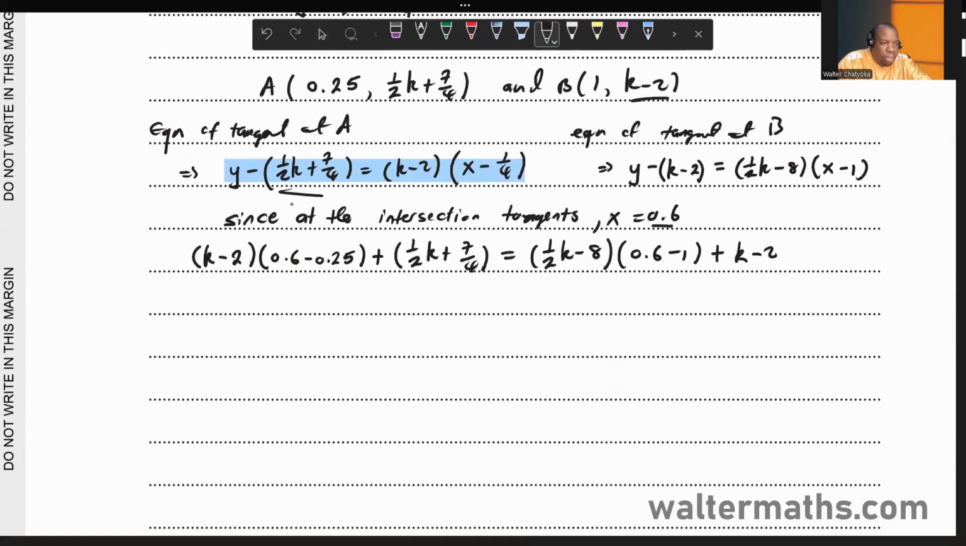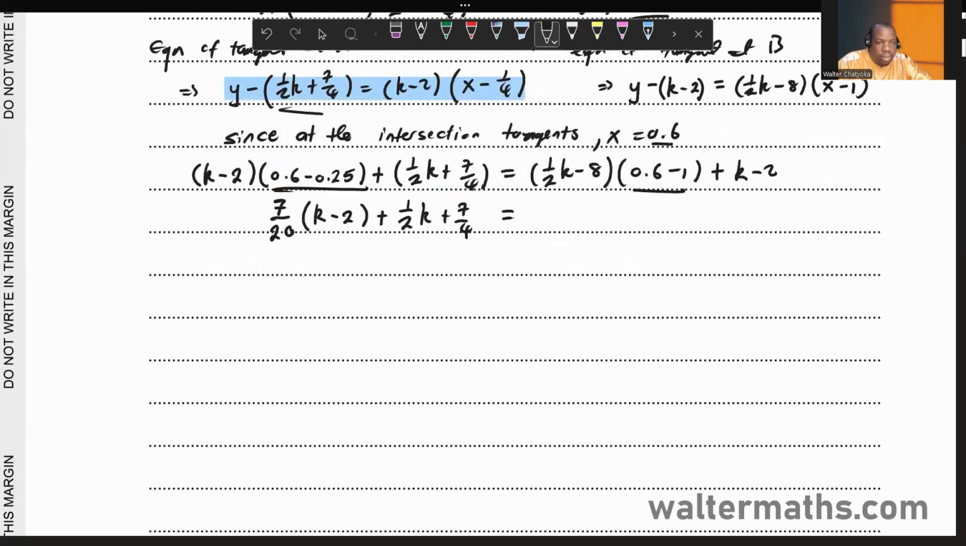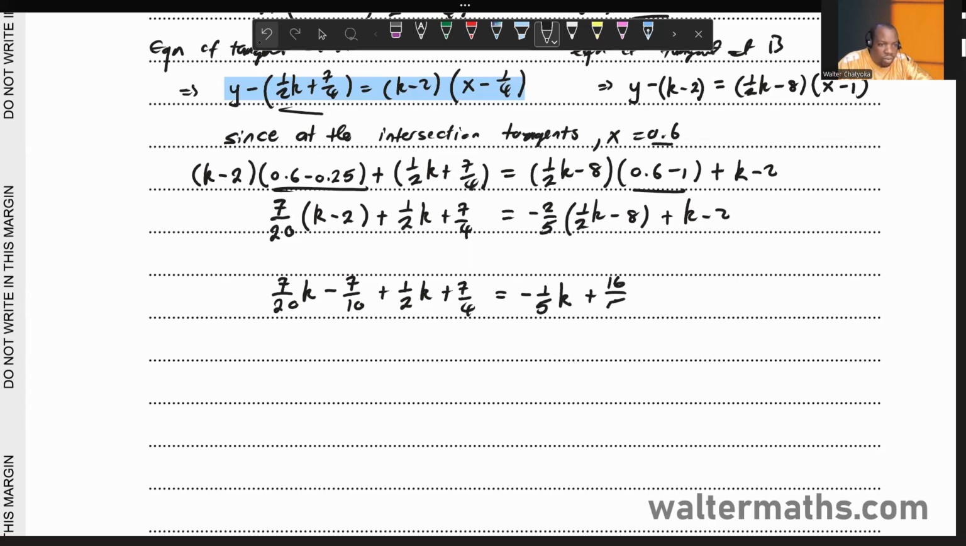All right, so we now can simplify what we got. 0.6 minus 0.25 as a fraction is 7 over 20. So we have 7 over 20 of k minus 2, plus half k plus 7 over 4, equal to here 0.6 minus 1 is minus 0.4, which is minus 2/5, of half k minus 8, plus k minus 2. So we simplify, and we get 7 over 20 of k minus 7 over 10 plus half k plus 7 over 4, equal to minus a fifth of k plus 16 over 5 plus k minus 2.